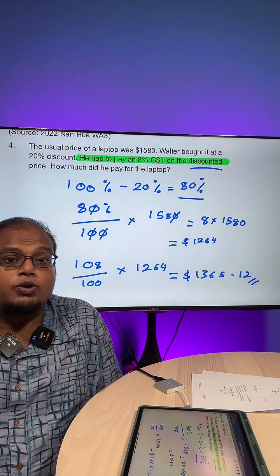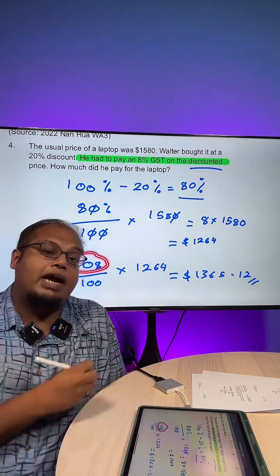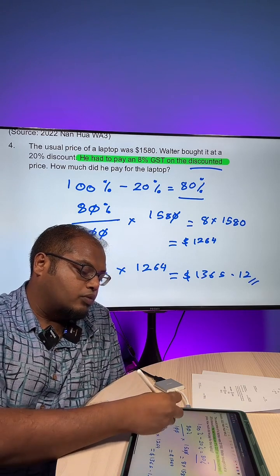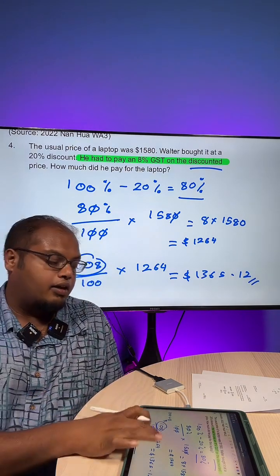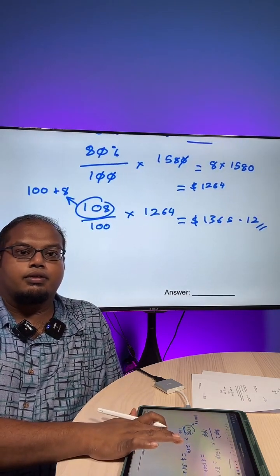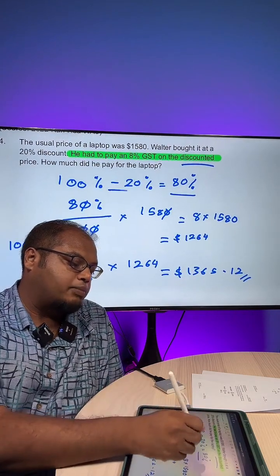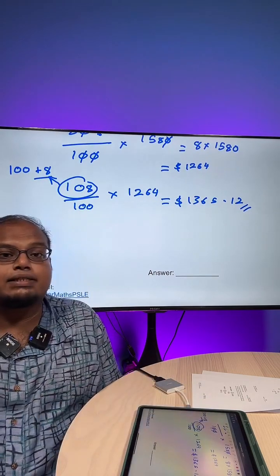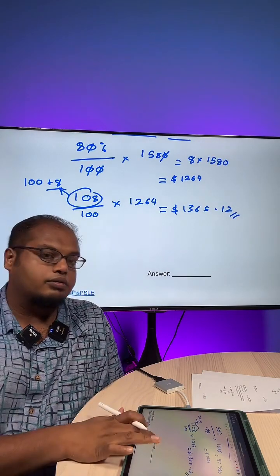Alright, so you see the main thing here, this 108, why 108? Because 100 plus 8. Okay? So just now take note, we minus because discount. GST we plus. Okay?